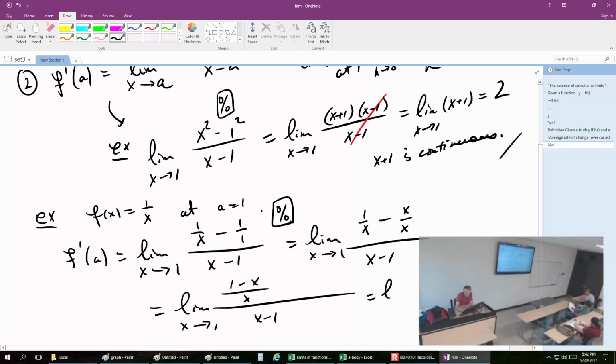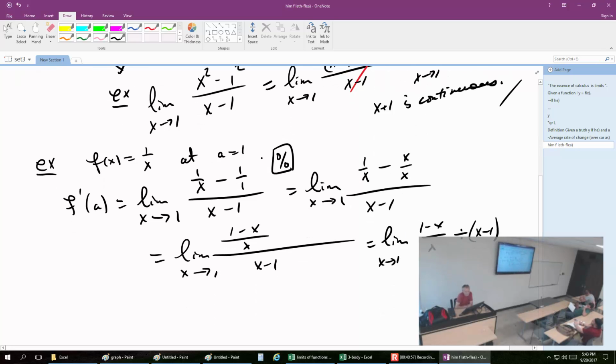Okay, now I can simplify, right? So what do I get? It is 1 minus x over x divided by x minus 1. Okay, so what do I get? With the x underneath of the 1 minus x, and the bottom x, and the furthest denominator, they cancel, so it would be negative 1 on the bottom. No. How do you cancel?